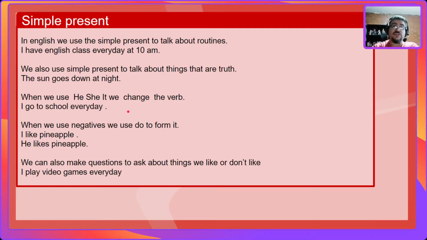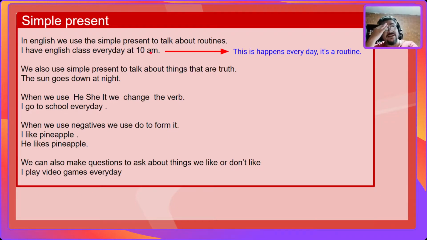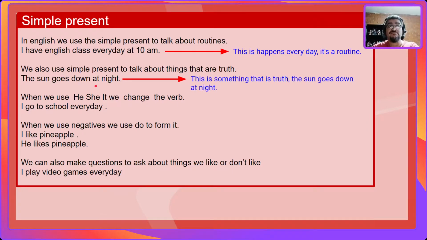Another topic that we touched on was simple present. In English, we use the simple present to talk about routines. I have English class every day at 10 a.m. In this case, we're noticing that 10 a.m. is something that happens every day. It's a routine. We also use simple present to talk about things that are true. For example, the sun goes down at night. This means that this is something that is true. The sun goes down at night every day or every night.